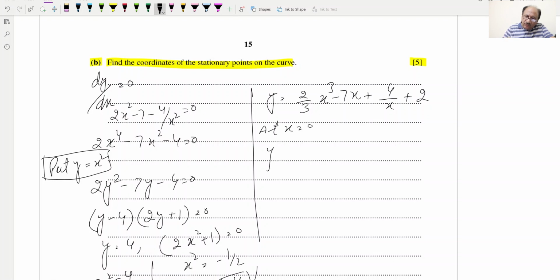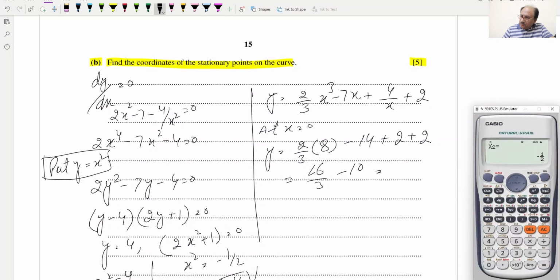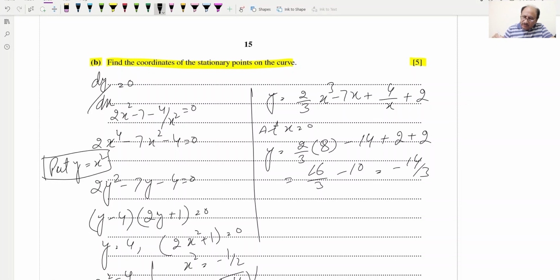What we can do, we can find this will be 2 by 3 into 8, 2 cubed, and minus 14 plus this will be 2 plus 2, 4 over 2 will be resulting to 2, and this one we can write 16 over 3, and this will be minus 10, and this will be equal to 16 over 3 minus 10, which is minus 14 by 3. So the point will be 2 and minus 14 over 3. This will be 1 point.